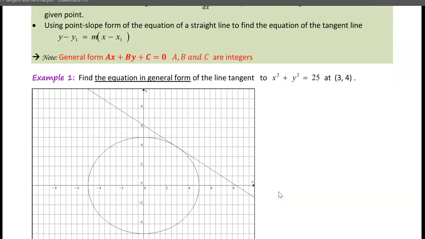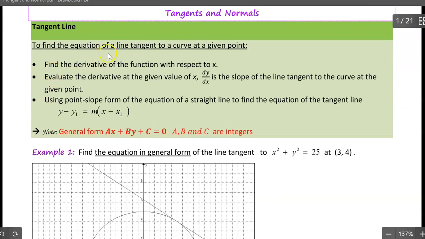So let's go over this before we work with example number 1. The steps to find the equation of a line tangent to a curve at a given point: you are going to find the derivative of the function with respect to x first, and then you substitute the value of x into that equation to find dy over dx, which is the slope of the line tangent to the curve at that given point. Then use the point-slope form of the equation to find the equation of the tangent line. I put it in this form for everyone: y minus y1 equals m times x minus x1.